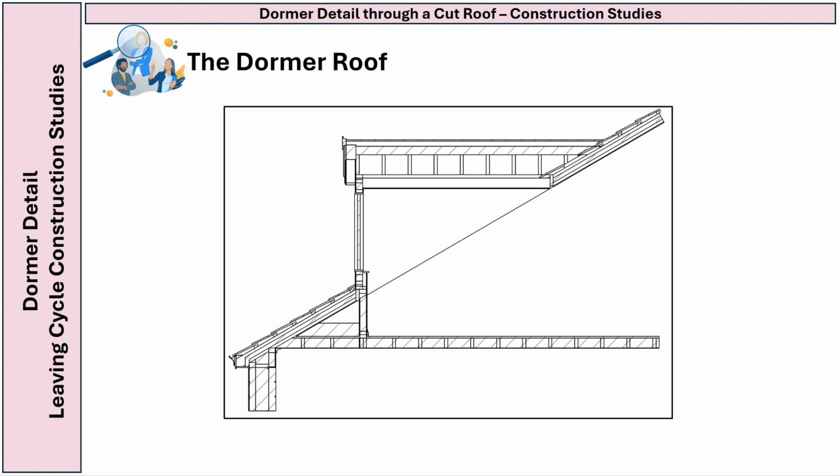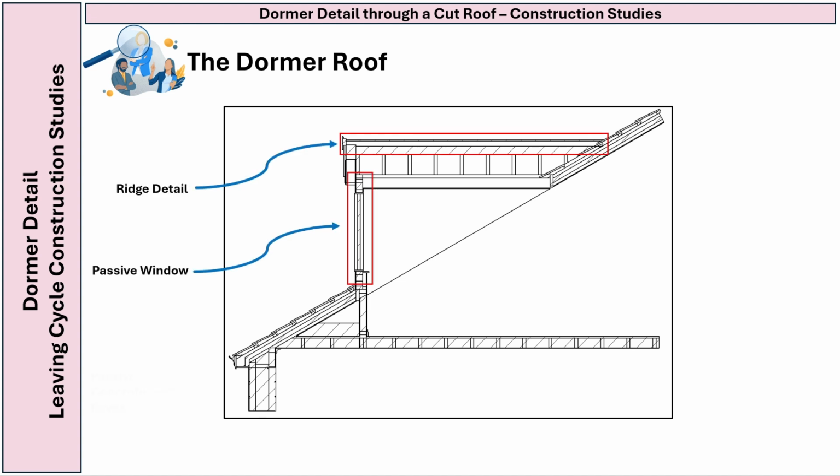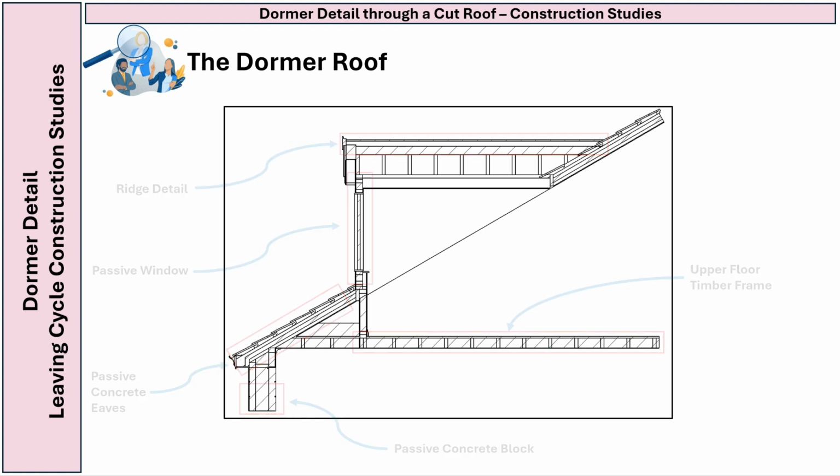Here we see a typical construction of a doghouse dormer roof, showcasing the details we discussed earlier. The ridge detail, the passive window, the passive concrete eaves and concrete block, and the upper floor timber frame detail.